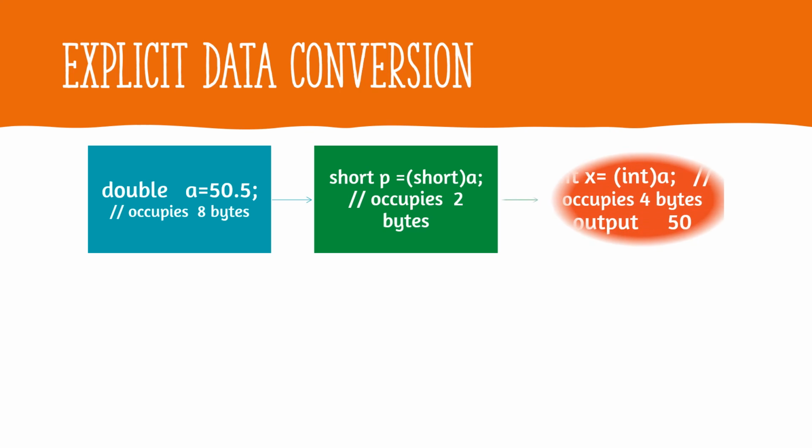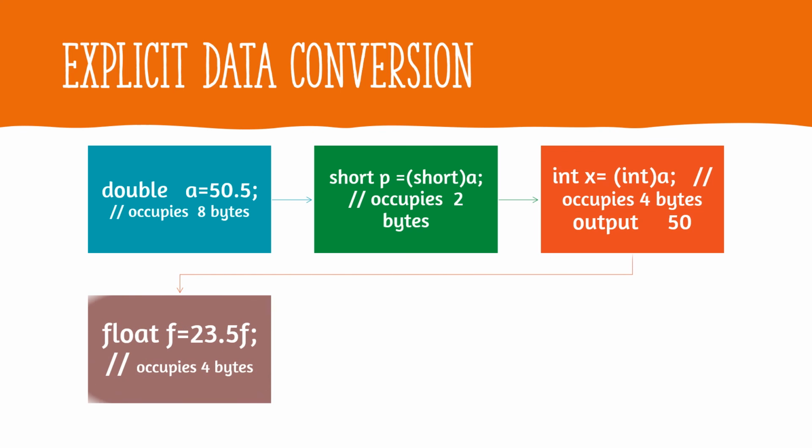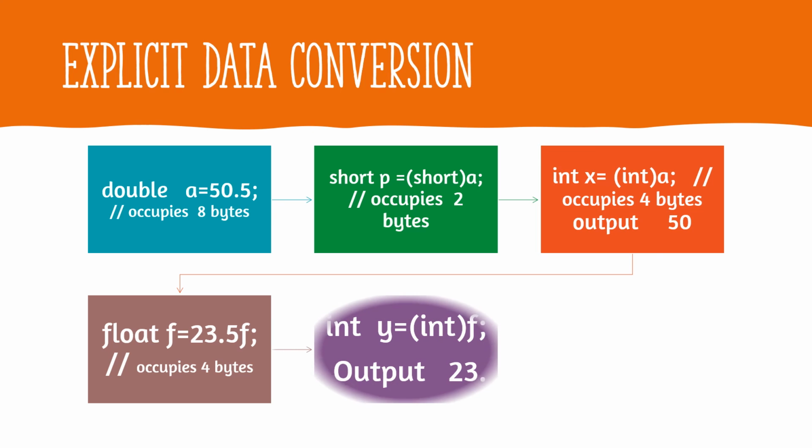And double can be converted explicitly to int also. Int occupies 4 bytes of space. So here int x is equal to int of a. Explicit command is given for converting into int, and this also makes data loss. That means 50.5, if you are storing in an integer variable, the answer will be 50. One more example we can take: float f is equal to 23.5f. Float variable is converted into int forcefully. Here we are saying int y is equal to int of f.